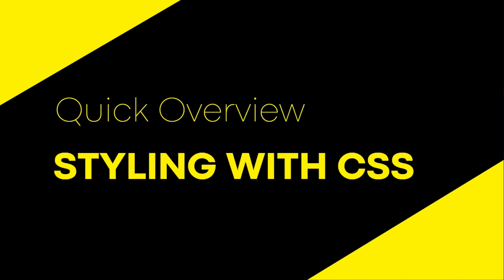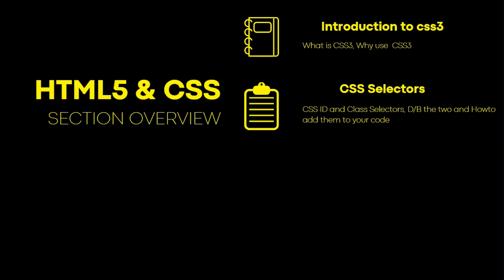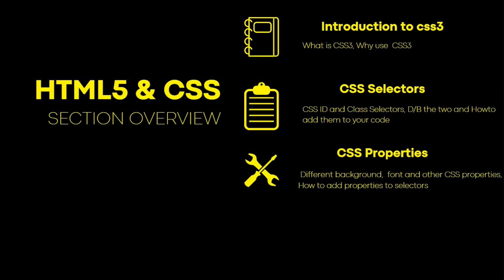and we can create pretty good looking layouts. To give an overview, you will learn what CSS is and why we use CSS. What are the CSS selectors like ID and class selectors and what's the basic difference between them two? And you will also learn how to use those ID and class selectors in your code. What are the different CSS properties like background and font properties and how to add those properties to the CSS selectors.